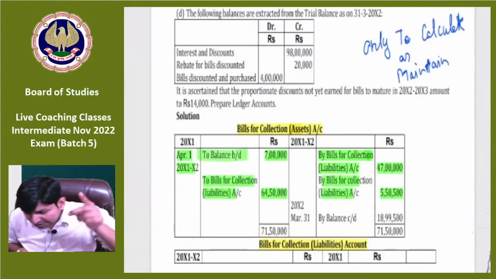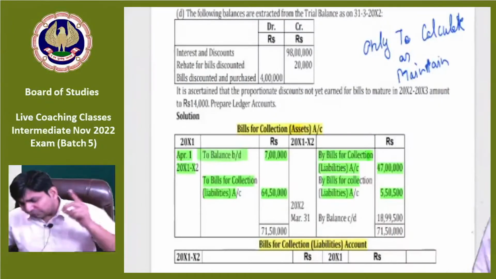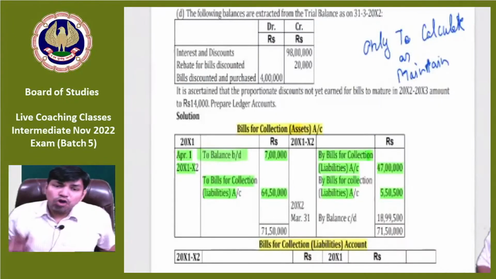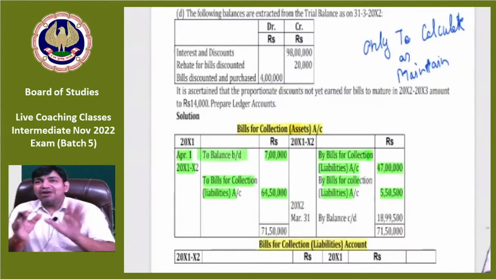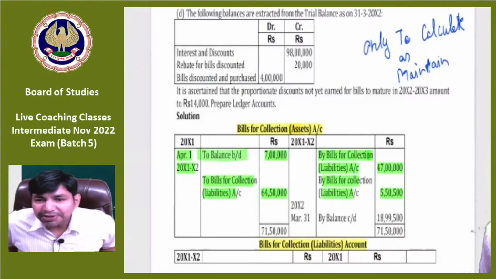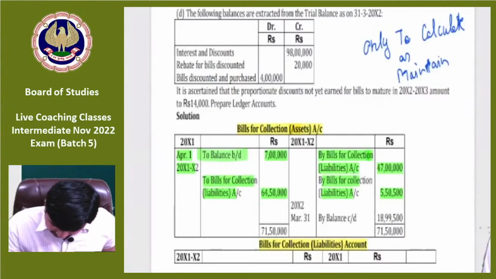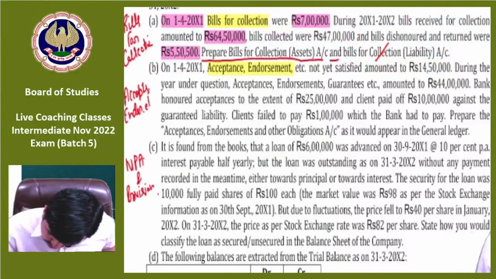Okay, beta. So this is the problem when students get confusion, when the examiner asks bills for collection assets account or bills for collection liability account. I don't think you will get confusion in any way. Bills for collection liability too. Very, very good. Okay. Now coming to the next part of the question.